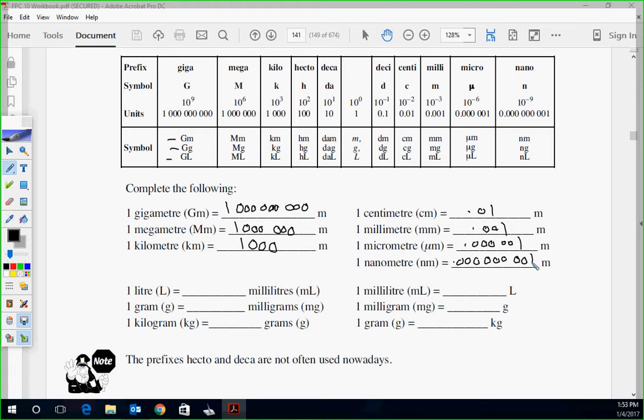Okay, so then 1 liter. This is where it gets a little tricky here. 1 liter to milliliter. So 1 liter, so we're here, to milliliter. So here, 1, 2, 3. Is a liter bigger or smaller than milliliters? Bigger. So it's going to be 1,000. Because 1 liter equals 1,000 milliliters. Right? 1 liter equals 1,000 milliliters.